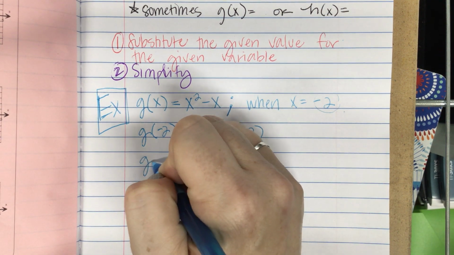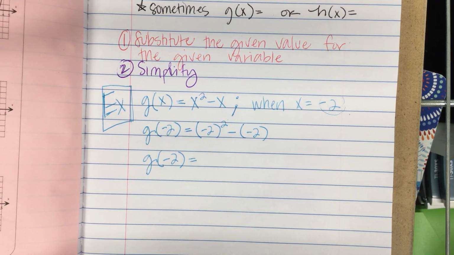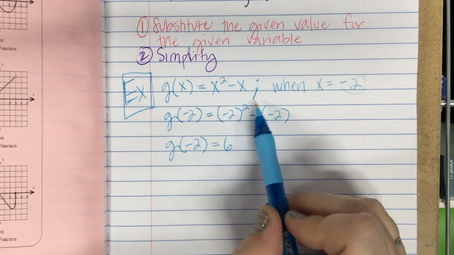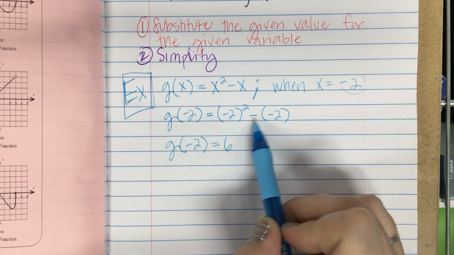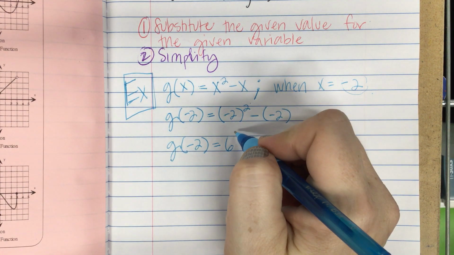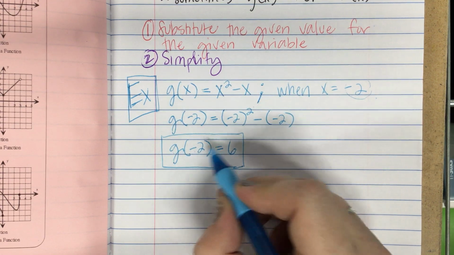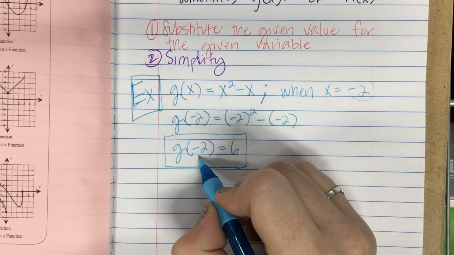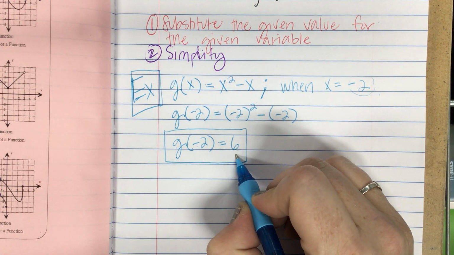So what is the function of negative 2? Carly, what is it? 6. Negative 2 in parentheses squared means negative 2 times negative 2, which is positive 4, minus negative 2, so plus 2 is 6. Meaning the function of negative 2 results in a solution of 6. If I was going to graph this, my x value would be negative 2, and my y value, my answer, would be 6.